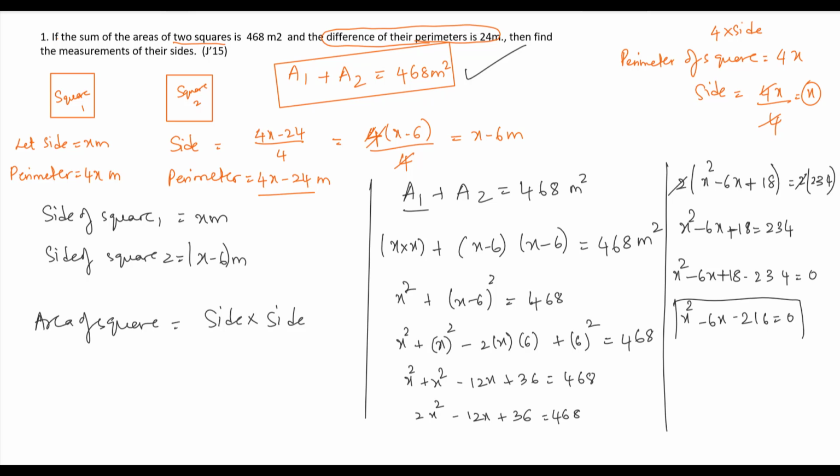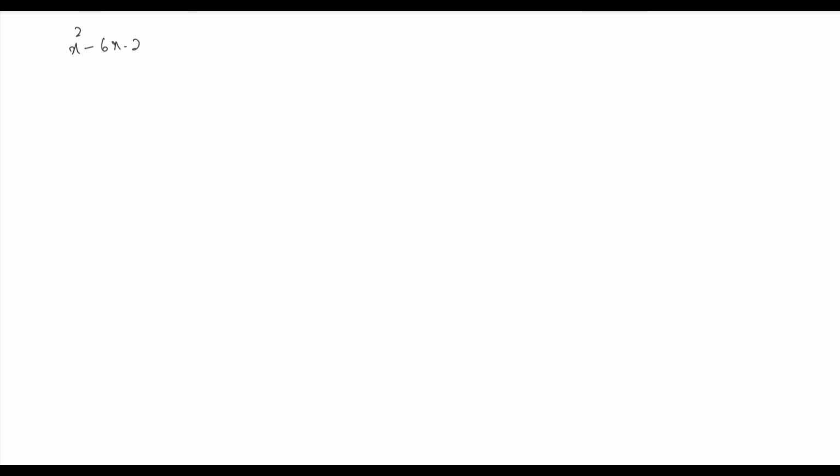Now because this is a quadratic equation, what you have to do is use the formula minus b plus or minus root over b square minus 4ac by 2a to find the sides. x square minus 6x minus 216 is equated to 0 is the quadratic equation for which we have to find the sides. Here a is equal to 1 and b is equal to minus 6, c is equal to minus 216.